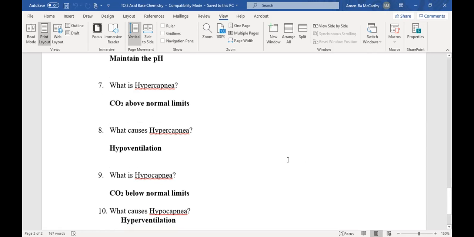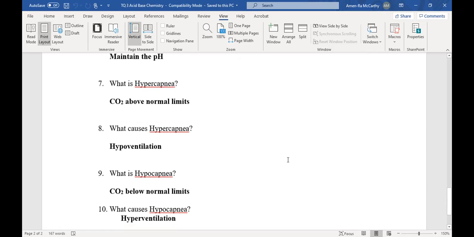Number 6, what's the purpose of the buffer system? Maintain that pH. Number 7, what is hypercapnia? Too much carbon dioxide, or you might be specific, CO2 above the normal limits, or CO2 above 45 millimeters of mercury.